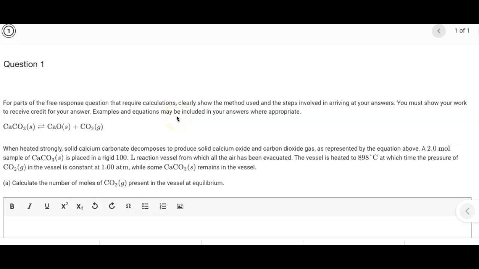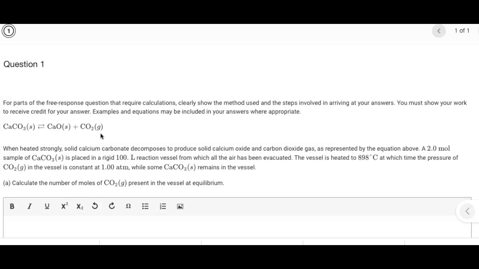All right, first thing I wanted to do is go over the FRQ that was due yesterday. So we have this reaction of calcium carbonate solid producing calcium oxide solid plus carbon dioxide. We're told that when it's strongly heated, a 2 mole sample of calcium carbonate is placed in a rigid 1 liter reaction vessel from which all the air has been evacuated.